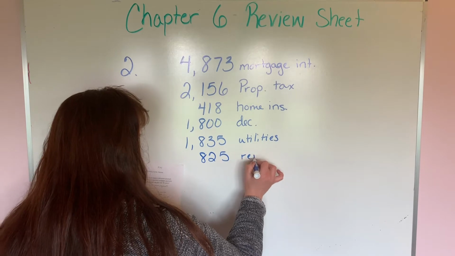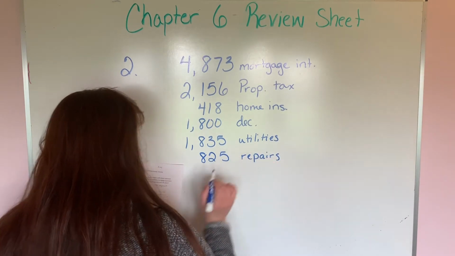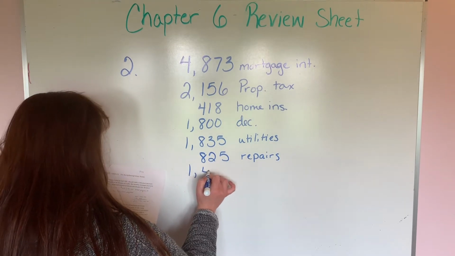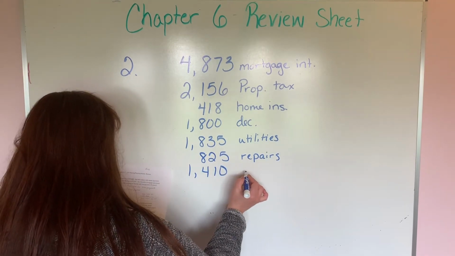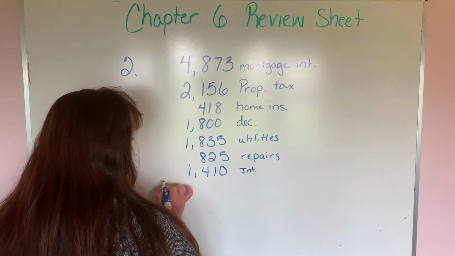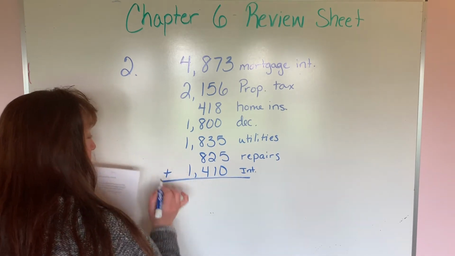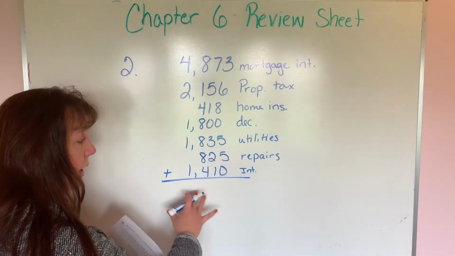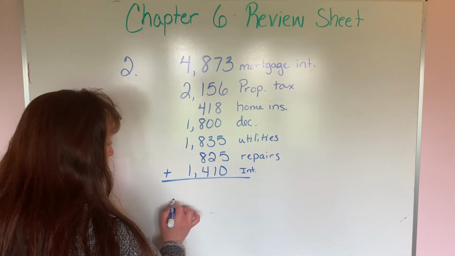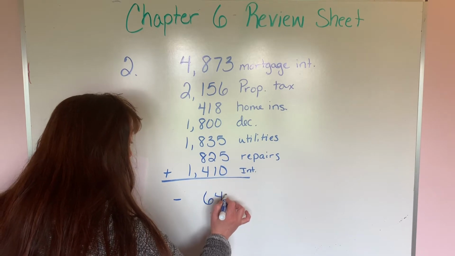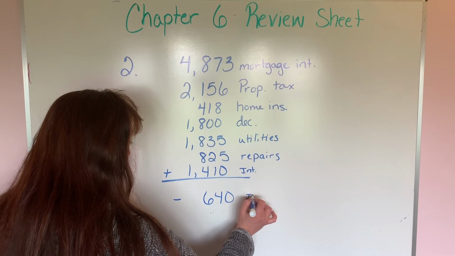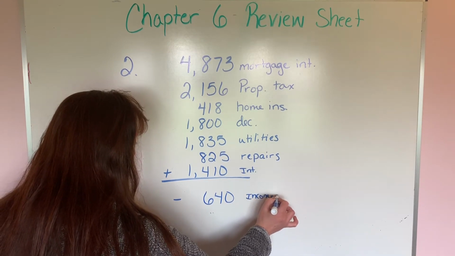Let's put repairs. And finally, she loses $1,410 in interest on her down payment. We're going to add up all these expenses. Once you've added them all up, we need to take away from that the $640 that she gets back from her income taxes. That's a savings.